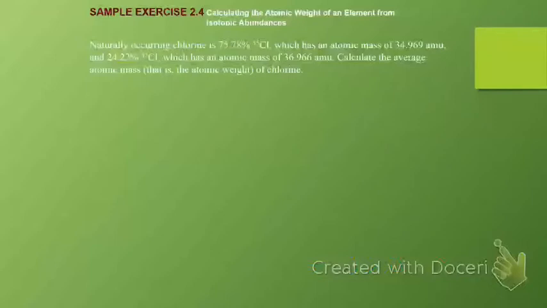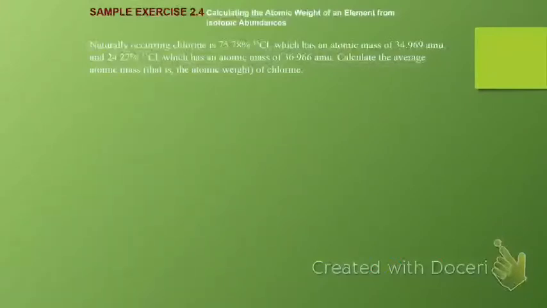This is taken from an older book, but says that naturally occurring chlorine is 75.78% Cl35, which has an atomic mass of 34.969 AMU, and 24.22% of all chlorines are of the 37 mass number, which has an atomic mass of 36.966 AMU. Calculate the average atomic mass, that is the atomic weight, of chlorine.